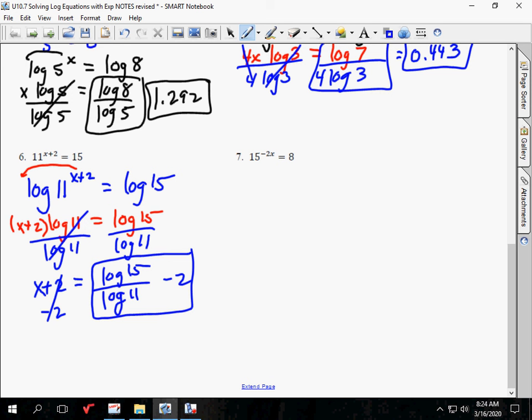So punch in your log 15 divided by log 11, and then make sure you hit the equal sign. Okay, and then subtract 2. Just hit minus 2. All right, so negative 0.871.